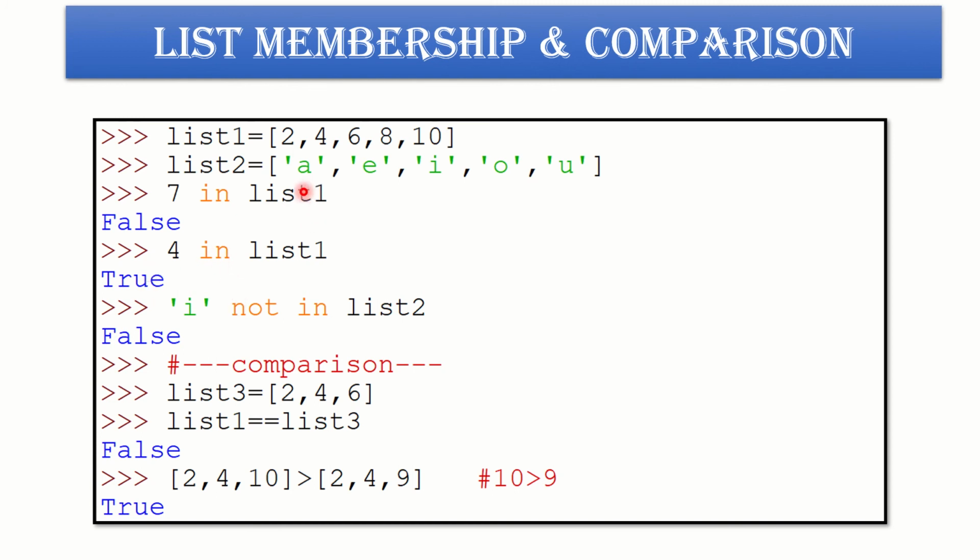Now I have a list of vowels here. So I'm checking i not in list 2. Now i is already there in list 2. So not in will become false.